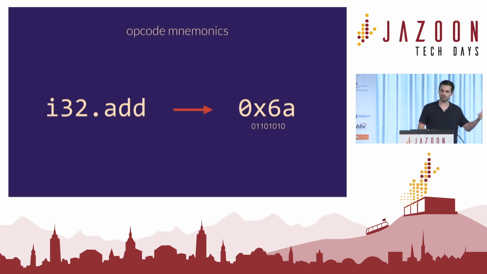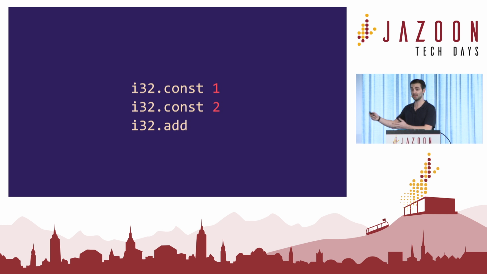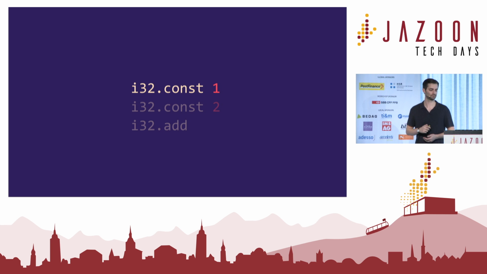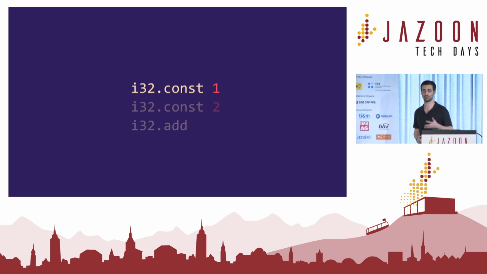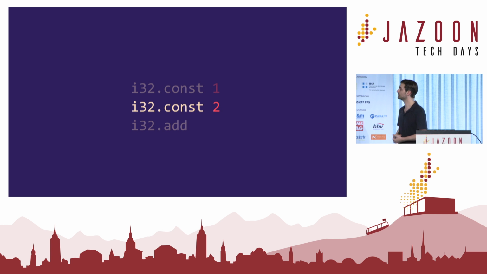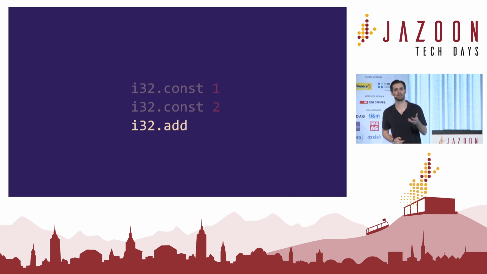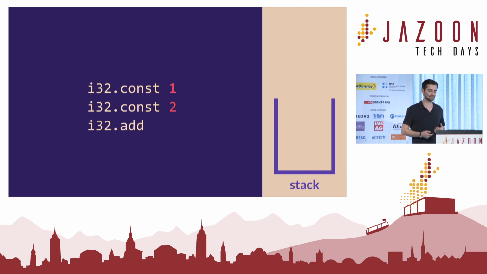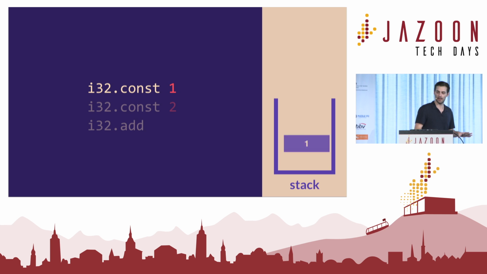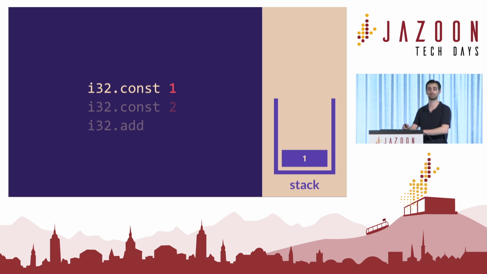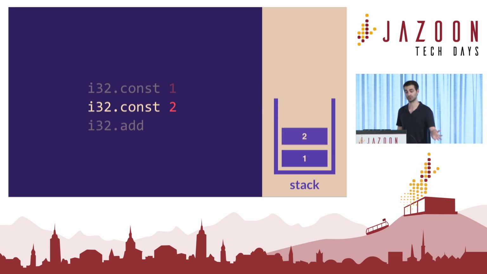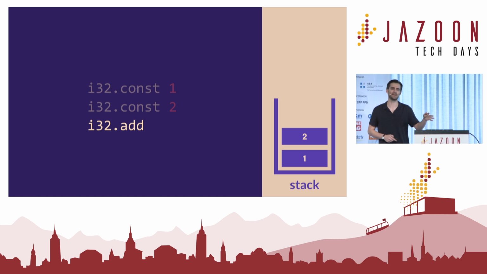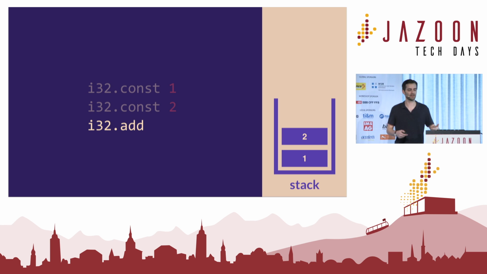So back to our 1 plus 2, this is what the code looks like to add 1 plus 2. We've got a constant of 1. It's a 32-bit integer. Constant of 2, and we're going to add those two things together. So let's go back to our stack visualization. Constant of 1, that pushes the 1 onto the stack. A constant of 2, we push a 2 onto the stack, and then we're going to execute add. And what add does is it's kind of like a function call.